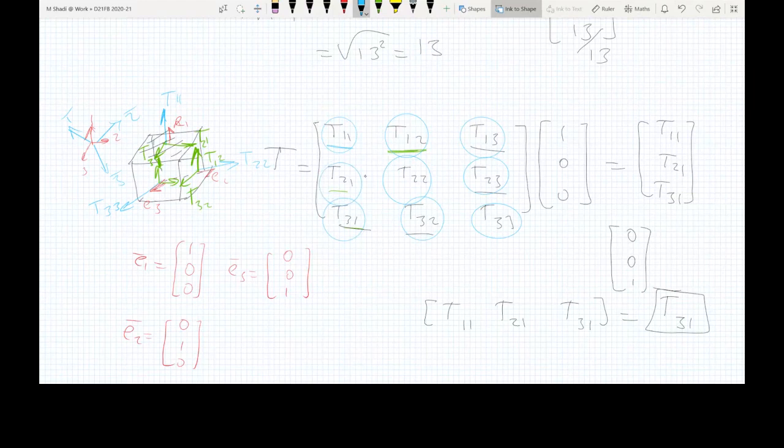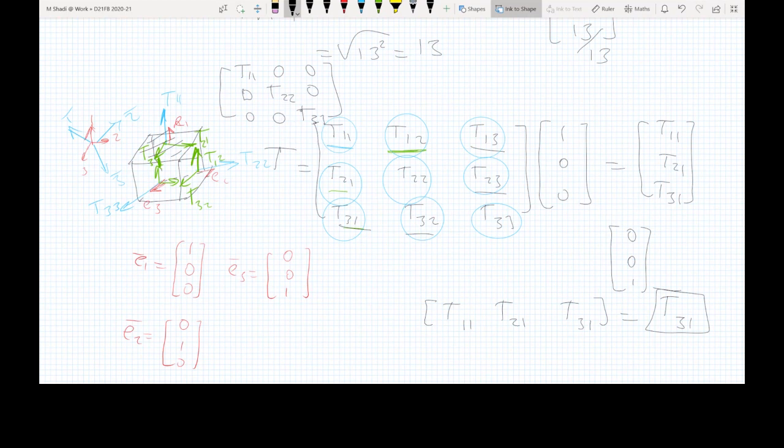But the stress tensor is still the same. So the numbers are different, the projection is different, but the stress tensor is the same. Now imagine that you keep rotating this coordinate system until you get the projection to be only that: T11, 0, 0, 0, T22, 0, 0, 0, T33.